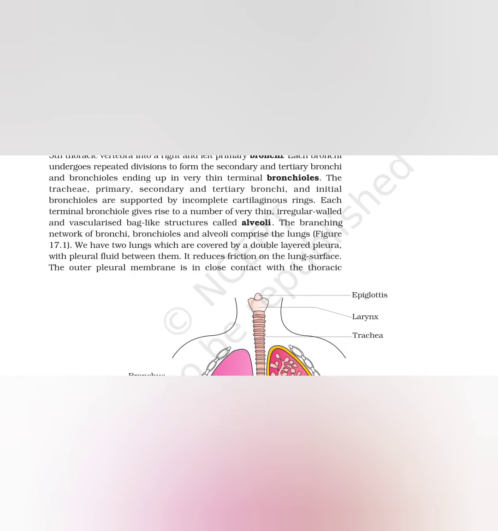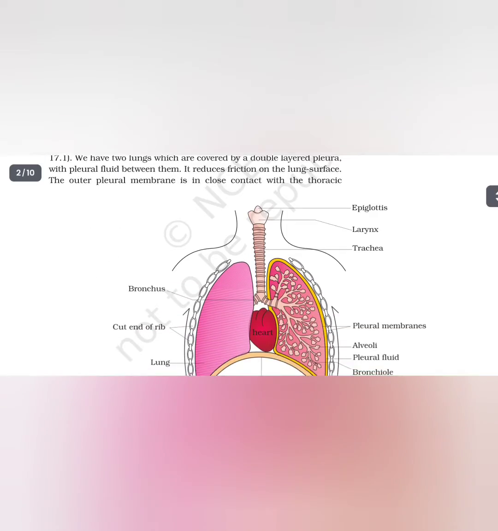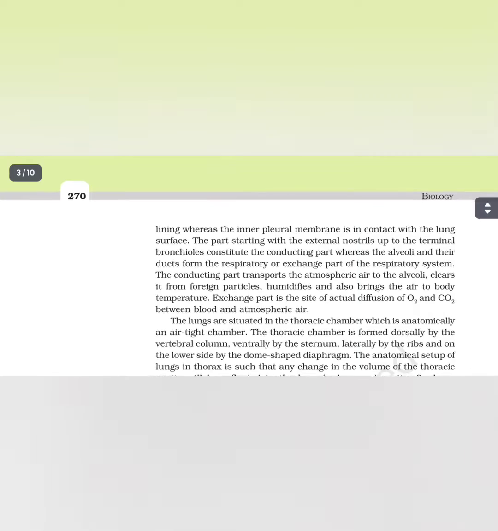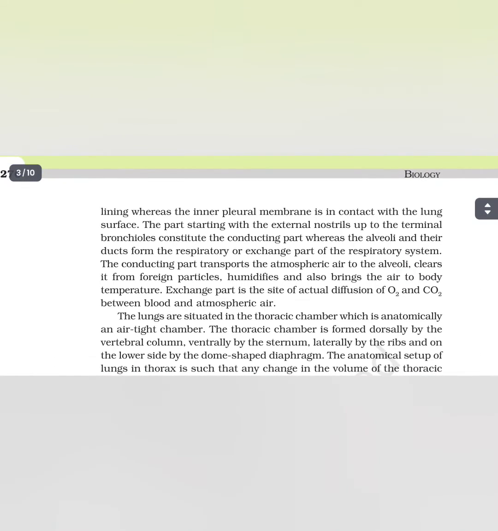We have two lungs which are covered by a double layered pleura with pleural fluid between them. It reduces friction on the lung surface. The outer pleural membrane is in close contact with the thoracic lining, whereas the inner pleural membrane is in contact with the lung surface. The parts starting with the external nostrils up to the terminal bronchioles constitute the conducting part, whereas the alveoli and their ducts form the respiratory or exchange part of the respiratory system.